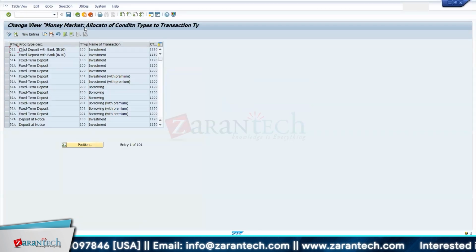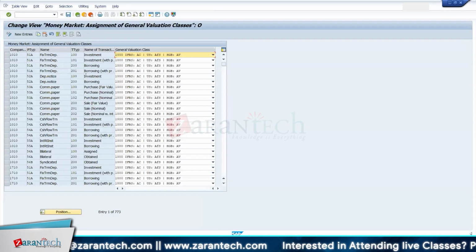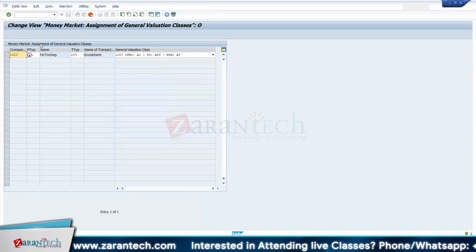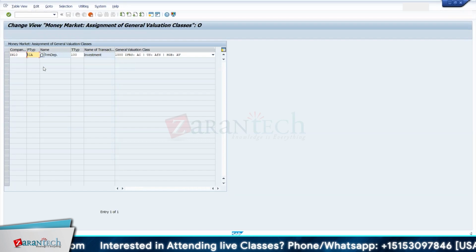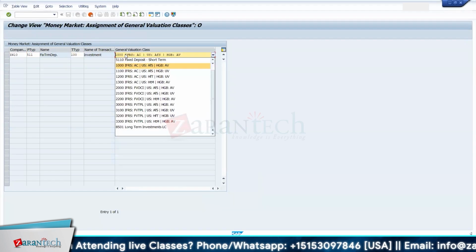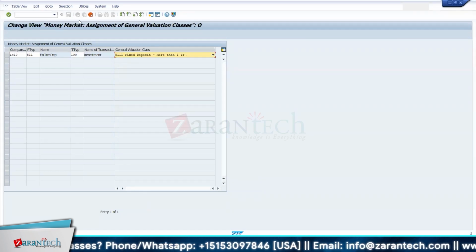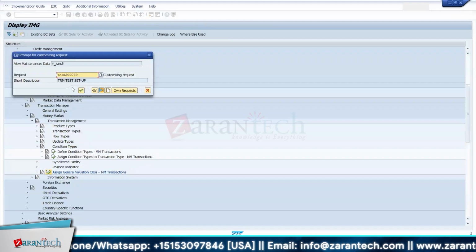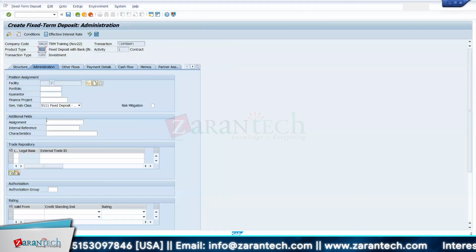In the configuration, you can see assign general valuation class transaction here. I'll go there and say for my company code IN10, transaction product type is 511, transaction type 100, and here I would say 5, suppose. So now it will get defaulted. Suppose a client creates 90% fixed deposits of more than 1 year, then it will get defaulted.